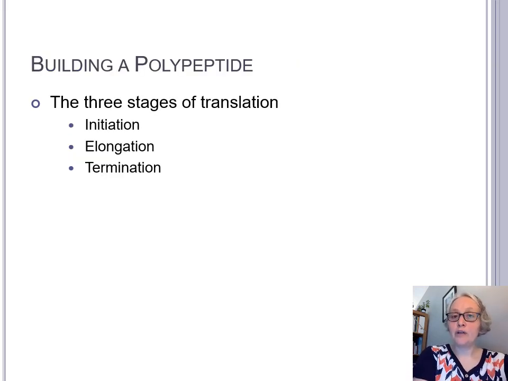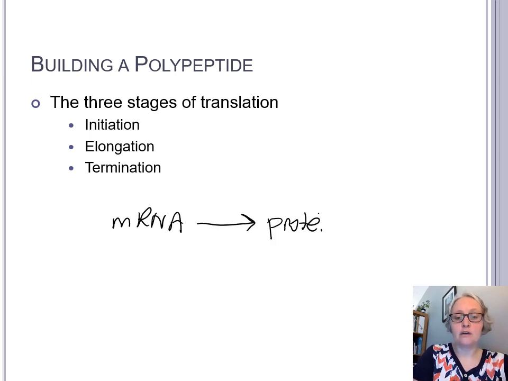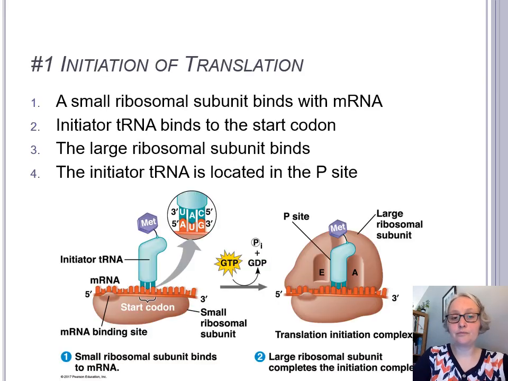Now that we have all these players together, we can look at the 3 stages of translation. The 3 stages of translation are initiation, elongation, termination. Just as a big picture review, remember in translation what we're doing is we're taking the mRNA molecule and we're trying to build that functional protein, and this is happening in the ribosome.